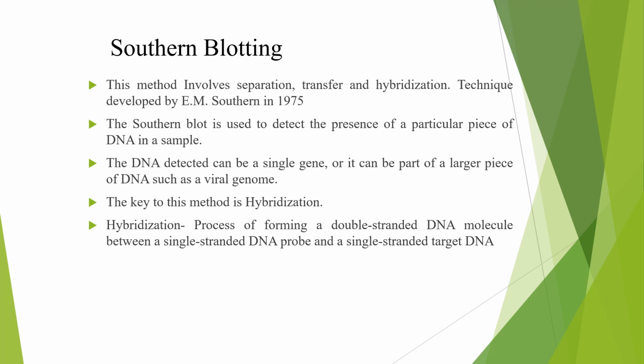Southern blotting. This method involves separation, transfer and hybridization. This technique was developed by E.M. Southern in the year 1975. The Southern blot is used to detect the presence of a particular piece of DNA in a sample. The DNA detected can be a single gene or it can be part of a large piece of DNA such as a viral genome. The key to this method is hybridization.